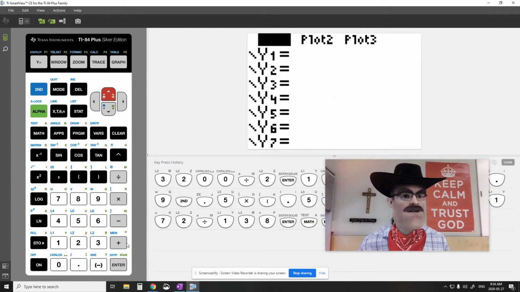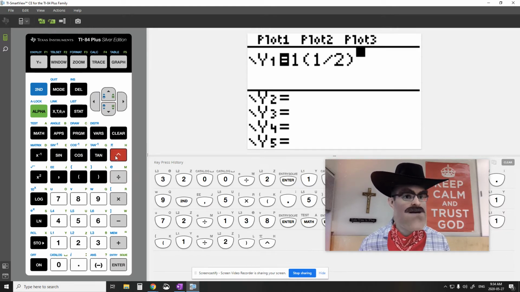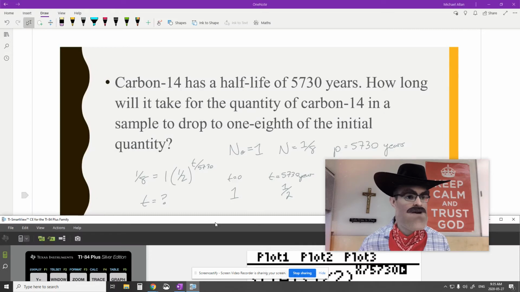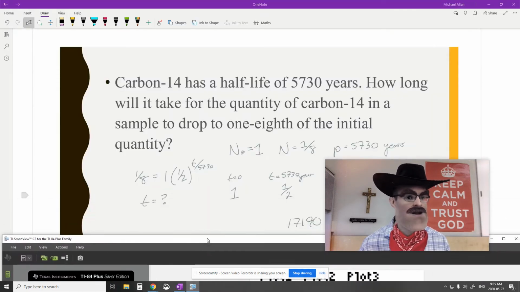I'm just going to turn off some things like this plot here that I don't want turned on. So I'm going to have 1 bracket, a half bracket. In my exponent, I'm going to have x divided by 5730. Okay, I think that's the right number, right? Yeah, 5730. On the other side of the equation, so we're going to graph the left-hand side.